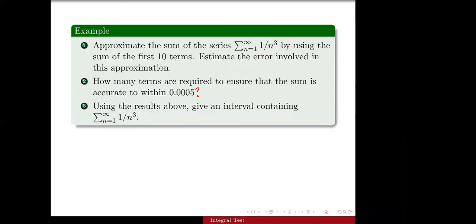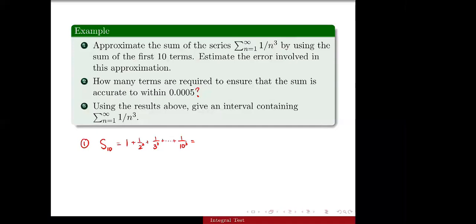So, let's start with 1. In here, we just want the first 10 terms. So we have S sub 10, the sum of the first 10 terms. So you have 1 plus 1 over 2 cubed plus 1 over 3 cubed. Then you continue this until plus 1 over 10 cubed.